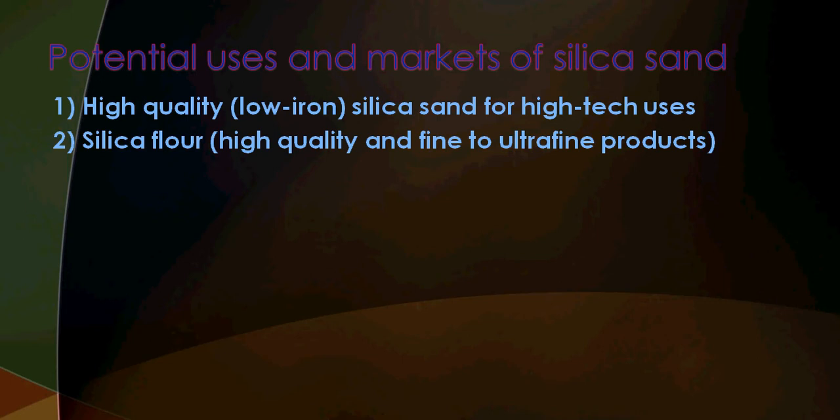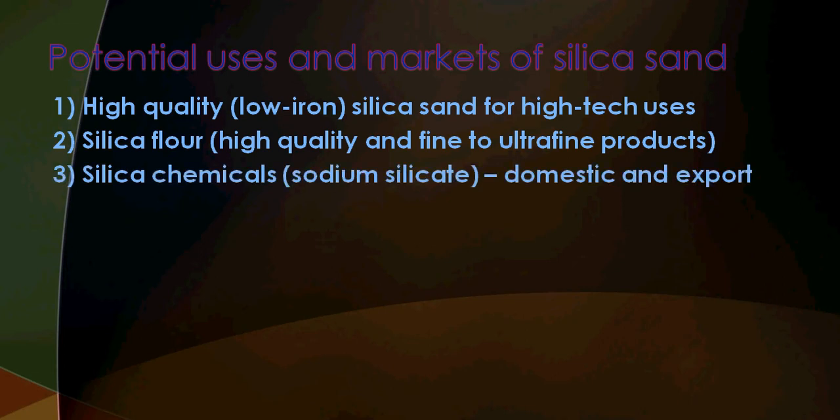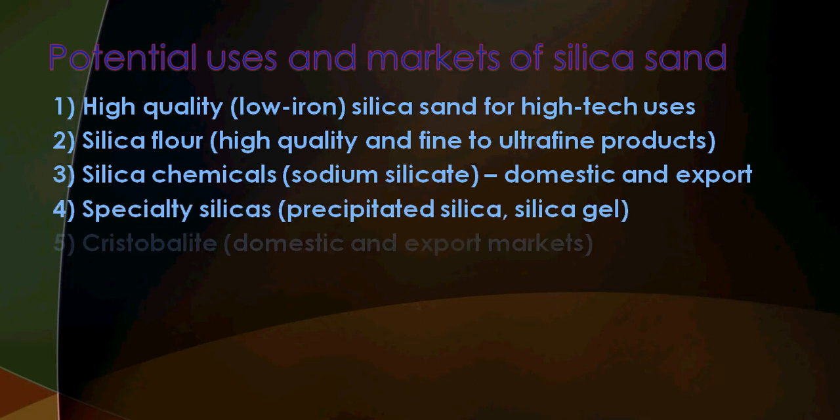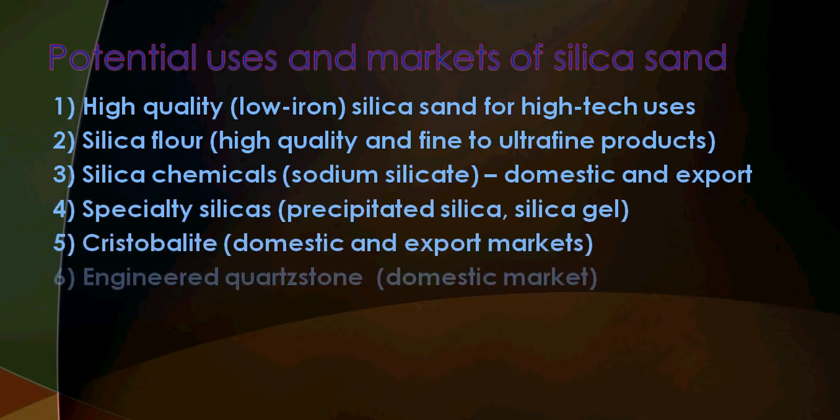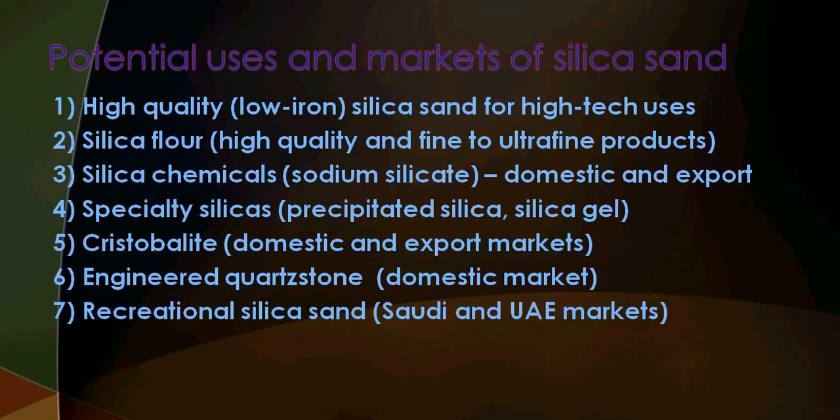Silica flour. Although there are silica flour manufacturers in Saudi Arabia, there is still a big room to improve the quality and the fineness. You can produce more ultra fine products, so there is still room for investment. Silica chemicals such as sodium silicate, specialty silicas, precipitated silica, silica gel, colloidal silica, cristobalite, engineered quartz stone. So there are many opportunities downstream.